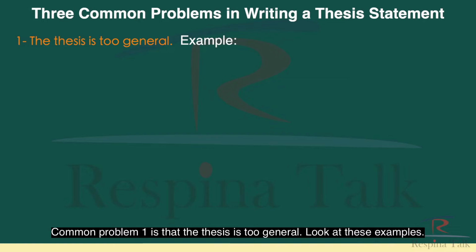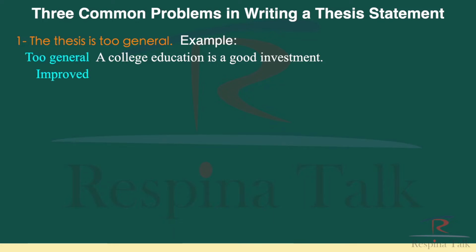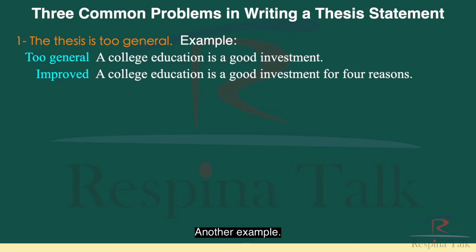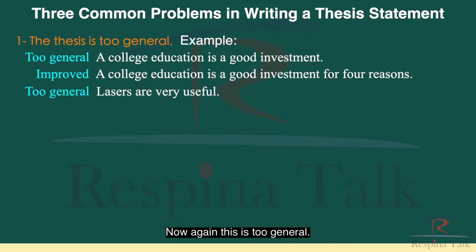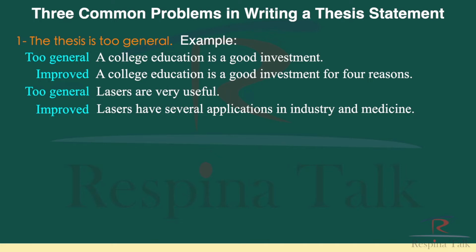Look at these examples. A college education is a good investment. Now this is too general. To improve it, you can say, a college education is a good investment for 4 reasons. Another example, lasers are very useful. Now again, this is too general. To make an improvement, you can say, lasers have several applications in industry and medicine.